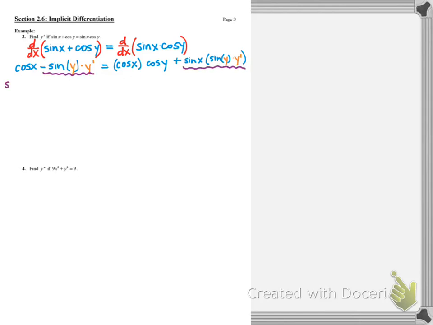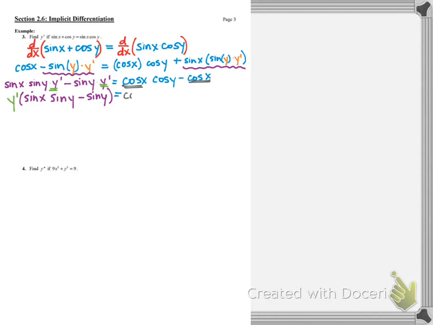Notice that those two pieces are the ones that contain y prime. So I'm going to bring those to the left side, and I'm going to bring everything else to the right side. And then I'm going to factor out the common factors. And then I'm going to divide, pulling out the sine y.